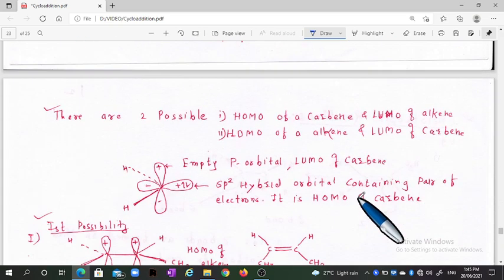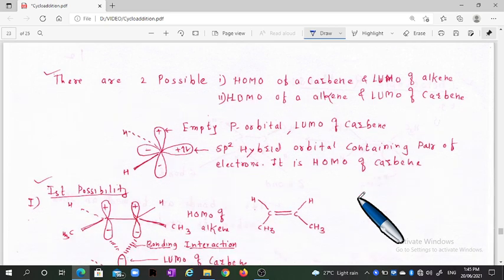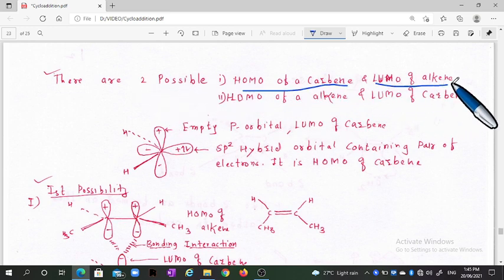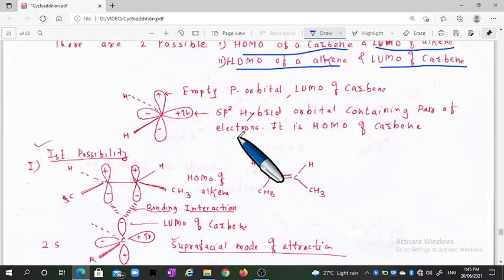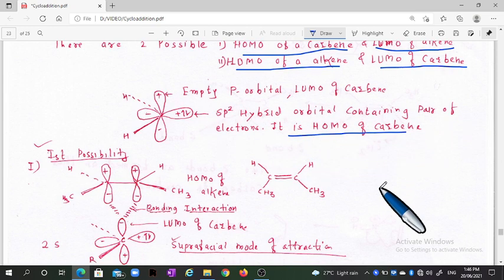Let us discuss the FMO approach for this carbene attack on this unsaturated system. There are two possibilities: first, the HOMO of carbene and the LUMO of alkene; second, the HOMO of alkene and the LUMO of carbene. Now we have already discussed these orbitals of carbenes. We consider the LUMO of carbenes, and the filled sp2 hybrid orbital containing a pair of electrons shows the HOMO of carbene.